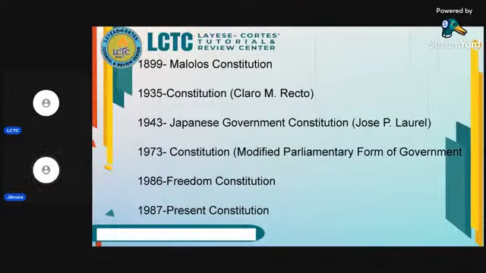We have here the different sets of constitution, the Malolos Constitution. But prior to the Malolos Constitution, we have the Biak na Bato Constitution. Okay. Malolos Constitution, 1935 Constitution, product of the 1934 Constitutional Convention, headed by Claro M. Recto. The 1943 Constitution during the Japanese government, headed by Jose P. Laurel. The 1973 Constitution, or the modified parliamentary form of government. This was the time of martial law. 1986, the Freedom Constitution, and now we have the 1987 Constitution until now, which is the present Constitution.